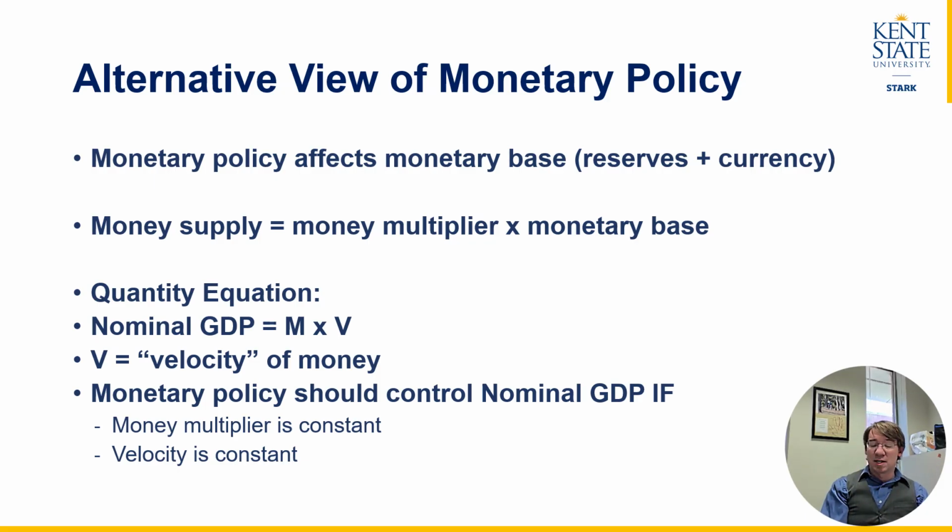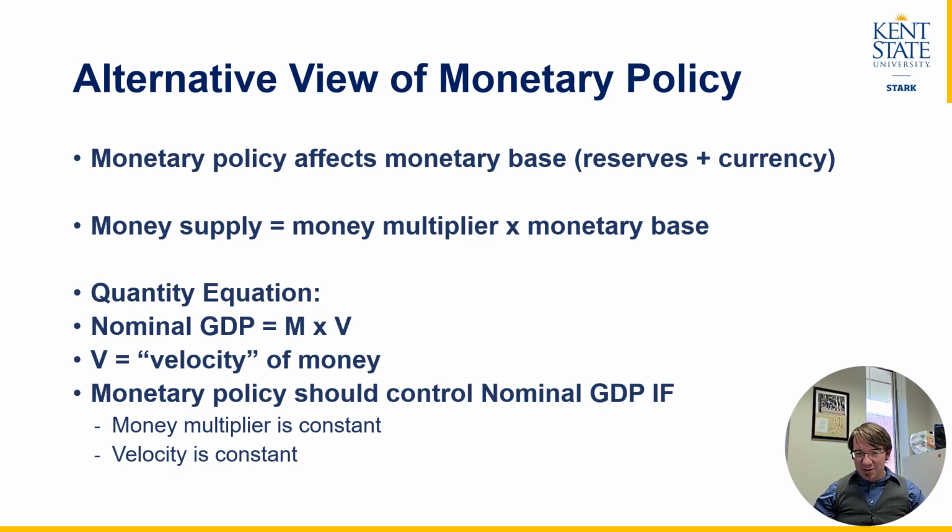Say when we engage in an open market purchase, what does that do? That puts new money into the economy, specifically new money into the monetary base. So this money shows up as reserves or shows up as currency in circulation. Then the money supply is going to be the money multiplier multiplied by the monetary base. So you can affect the money supply by affecting the monetary base, and that is in effect what is happening with the Federal Reserve policy. Similarly, the Federal Reserve policy can determine the money multiplier by changing the reserve requirements.